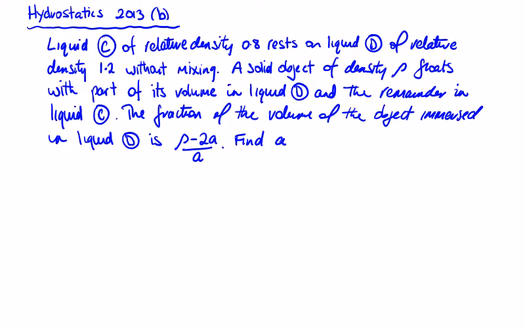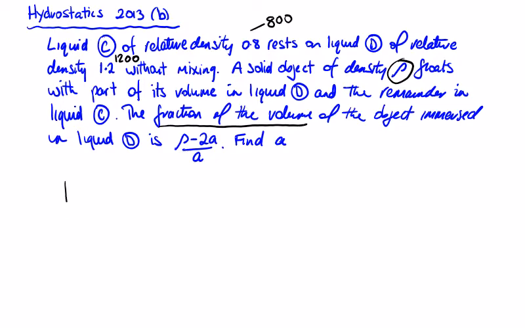Hydrostatics 2013, Part B. Liquid C of relative density 0.8, so let's give it its density, rests on liquid D of relative density 1.2 without mixing. A solid object of density ρ floats with part of its volume in liquid D and the remainder in liquid C. The fraction of the volume of the object immersed in liquid D is (ρ − 2a) over a.